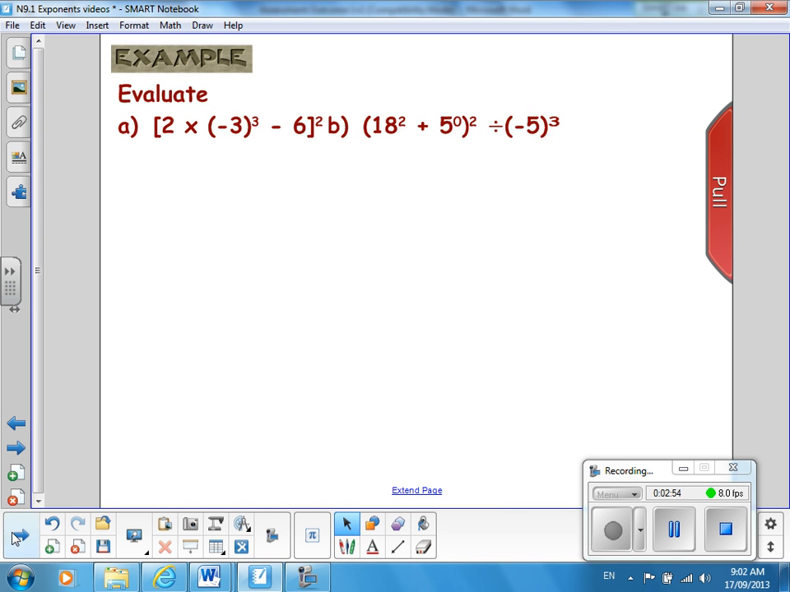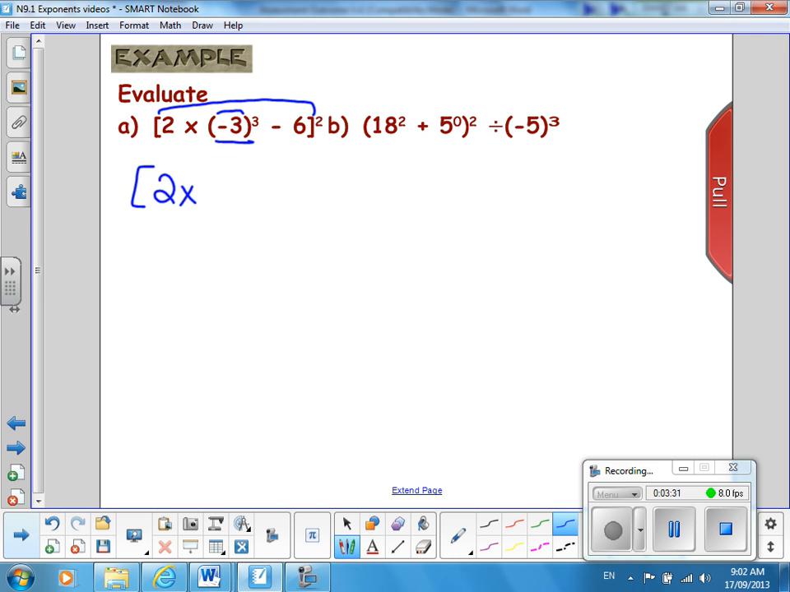So, ones that are a little bit more complicated here. If we look at the first one, we have 2 times negative 3 to the exponent 3 minus 6, all within brackets, squared. So, going through order of operations, brackets first. Well, if you look at this one, we have 2 sets of brackets. We've got the rounded brackets and the square brackets. When that happens and they're inside of one another, you simplify the innermost one first. So what we need to do is we need to determine what negative 3 to the exponent 3 is.